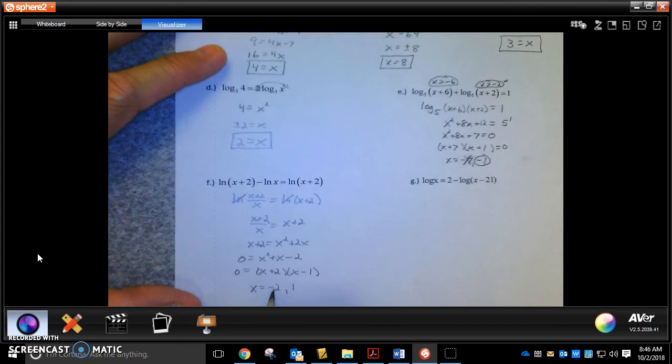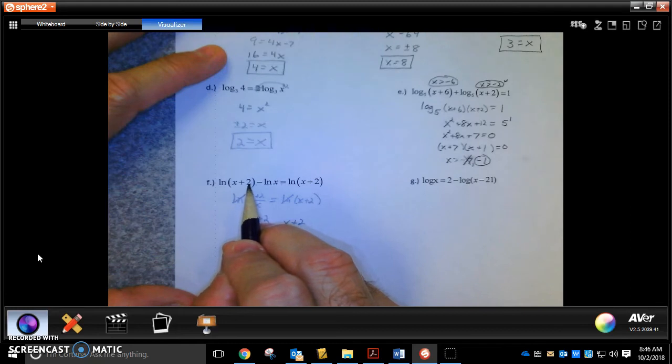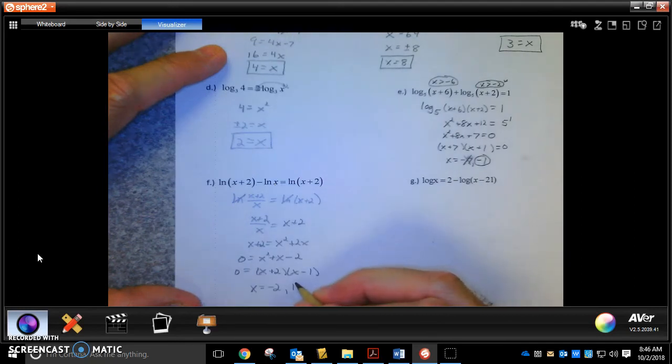So if you test the -2, if you put the -2 here, you're going to get -2 plus 2, which is 0. X needs to actually be greater than 0, not 0. So that one's not going to work. That one wouldn't work either. So +1 does work though. So there's our answer.